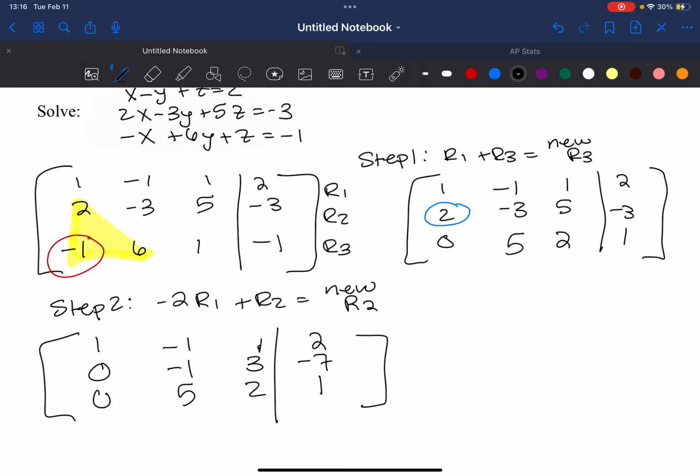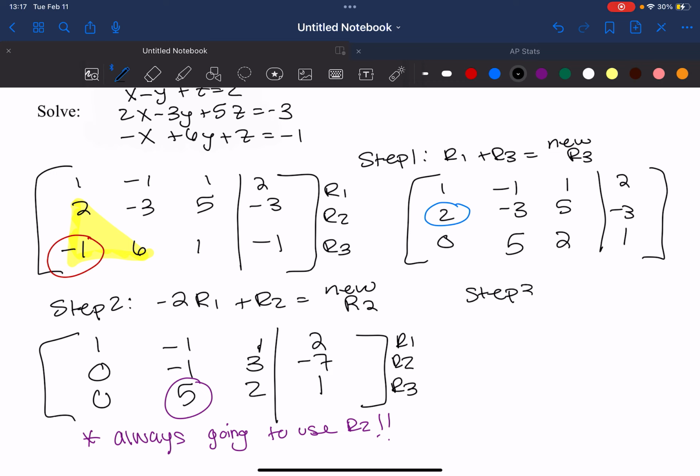Okay, I now got my 2 zeros. I need to get my last 0, and that is right here. Once you're at this step, you're always going to do something with the row above it. Again, you're always going to use row 2. Row 1, row 2, row 3. So step 3, I'm going to use row 2. Well, row 2 has a negative 1, and I want to cancel out a 5, so I'm going to multiply row 2 by 5. So 5 times row 2 plus row 3 is going to give me my new row 3.